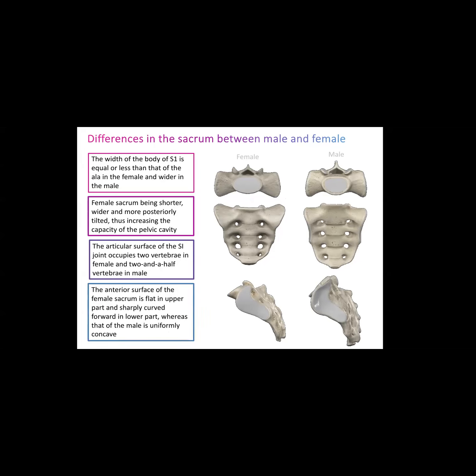The anterior surface of the female sacrum is flat in the upper part and sharply curved forward in the lower part, whereas that of the male is uniformly concave.